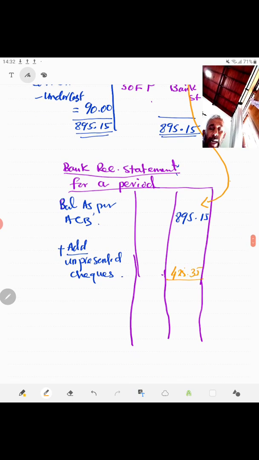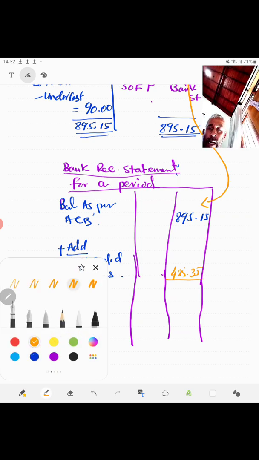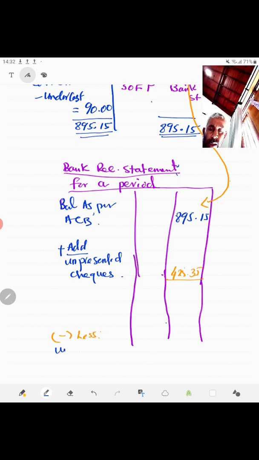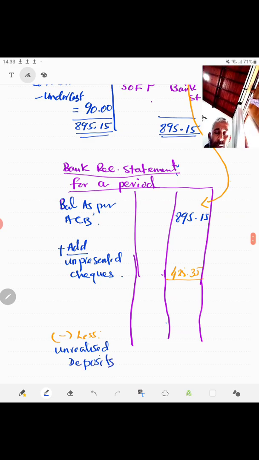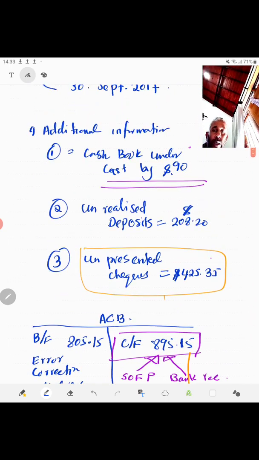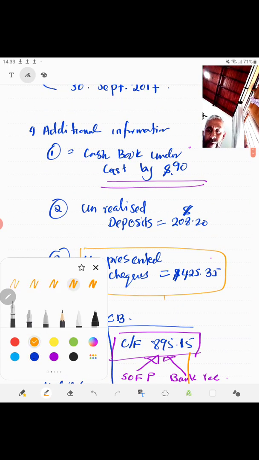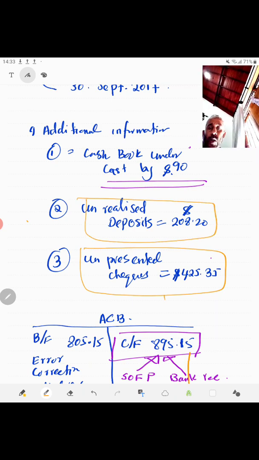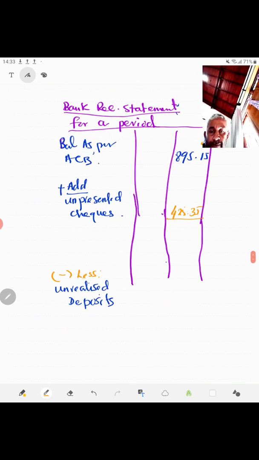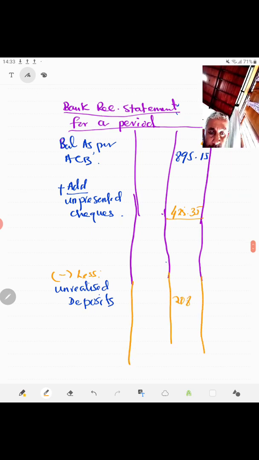And then we need to subtract, less, unrealized deposits. We need to subtract unrealized deposits. How much is the unrealized deposit as per the question? If you watch here, 208.20, that needs to be subtracted.